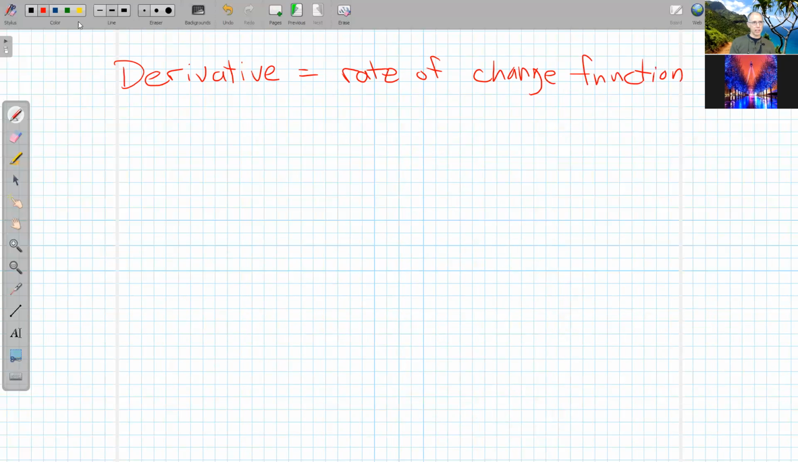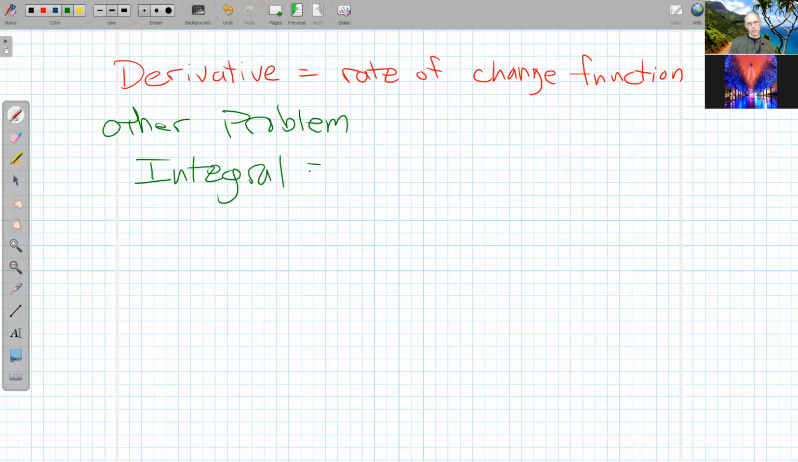The other big problem in calculus is the accumulation or area problem. And we call that problem ultimately an integral. The integral finds the area under the curve. And it turns out there's a connection between the two of them. So let's look at an example.